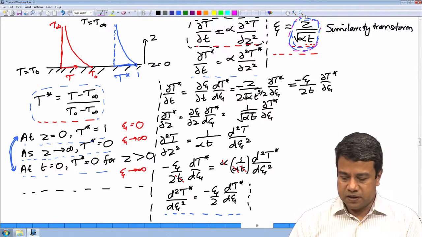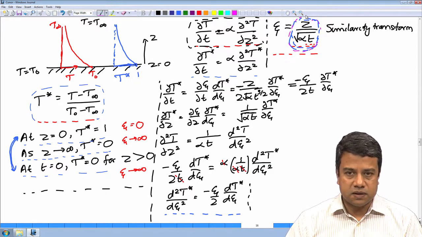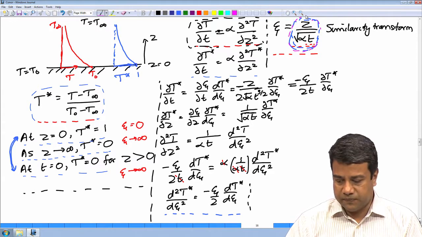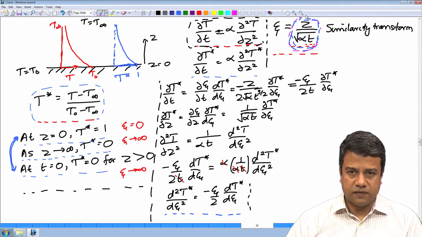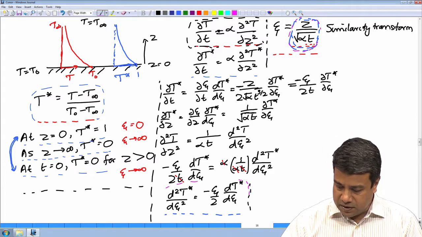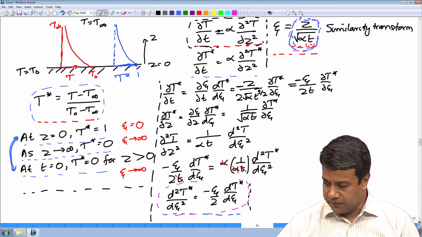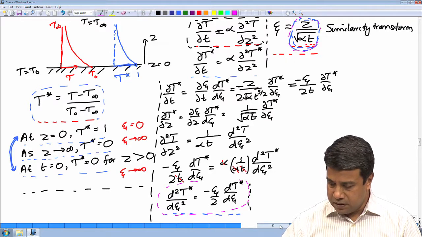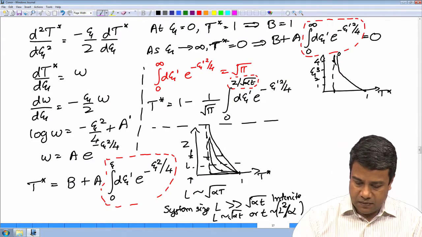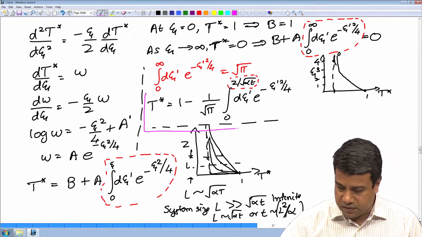Therefore, I can express the equation for the temperature in terms of this dimensionless group, and if I do that, I reduce the coordinates from 2 to 1 in this problem. You express it in terms of psi using the chain rule for differentiation, because psi depends upon t and on z, and you get this equation, which is only a function of psi, and does not contain individually z and time. And this equation can be solved. We got a solution for this equation. We had applied boundary conditions, and this was the final solution.